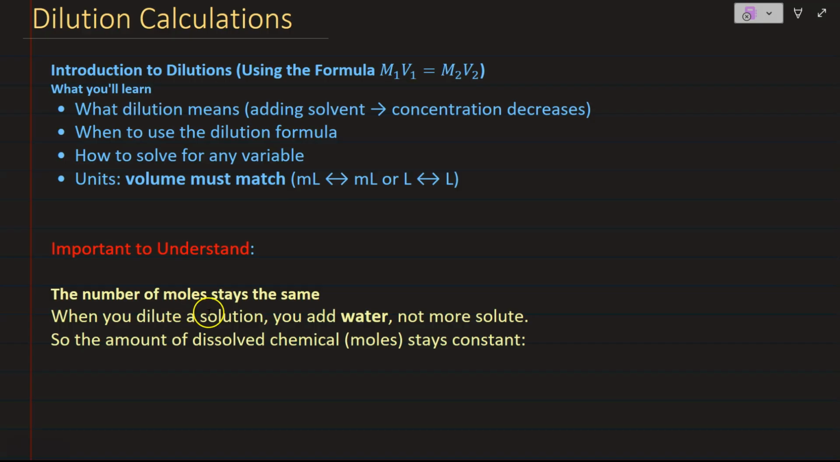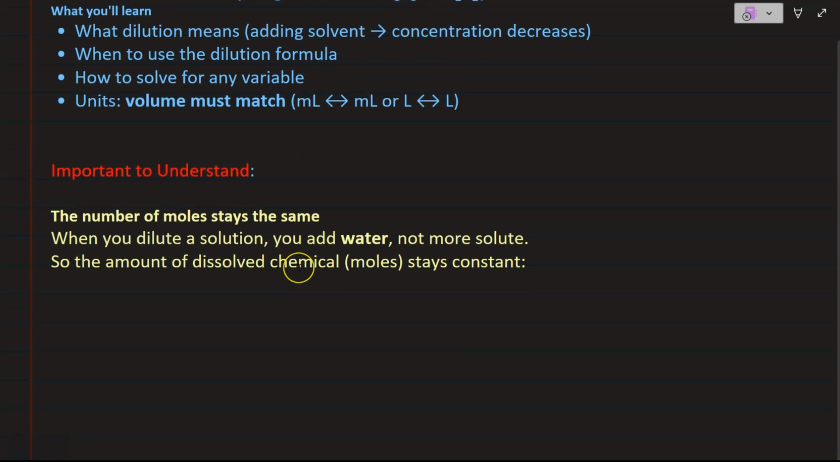The number of moles stays the same when you're dealing with dilution, right? So when you dilute a solution, you add water, not more solute. Think about the salt and the water. The amount of dissolved chemical, which is moles, that's the unit, stays constant. So let's look at that in detail.